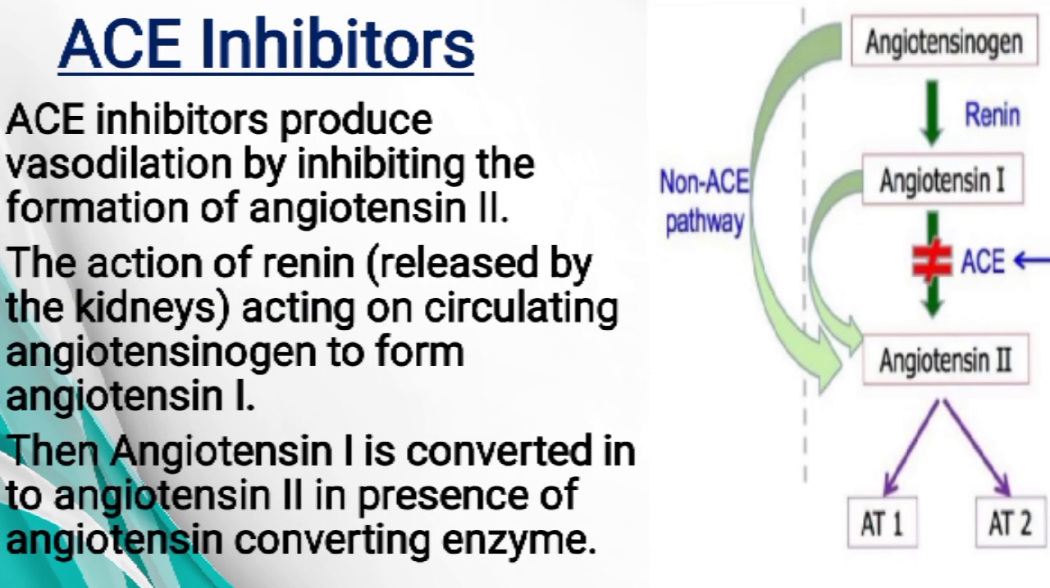Now, what is the mechanism of the ACE inhibitor? In a brief way, ACE inhibitors produce vasodilation by inhibiting the formation of angiotensin II. Renin is released by the kidney, acting on circulating angiotensinogen to form angiotensin I. Then angiotensin I is converted into angiotensin II in the presence of angiotensin converting enzyme. So, ACE inhibitors inhibit the angiotensin converting enzyme. You can see the flow chart.